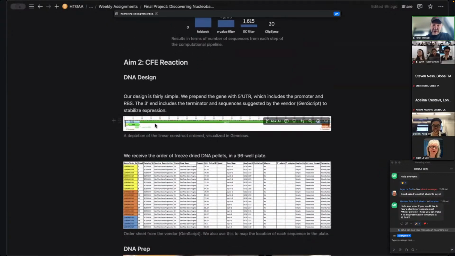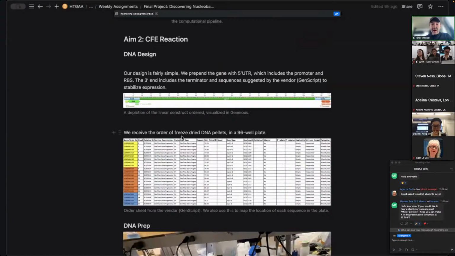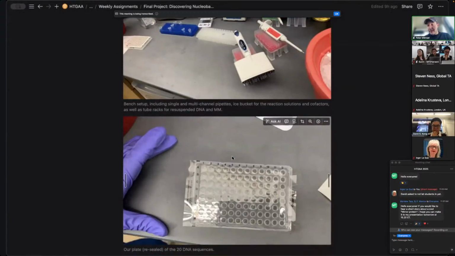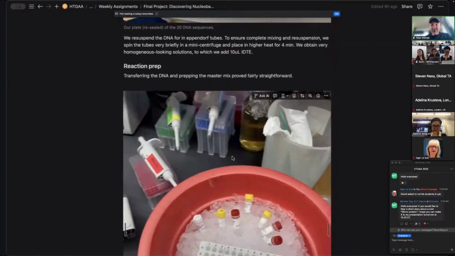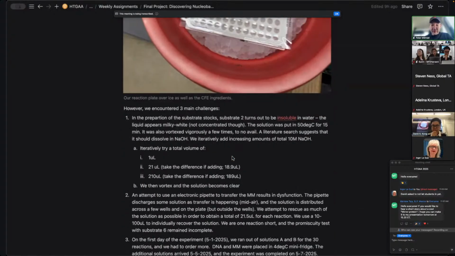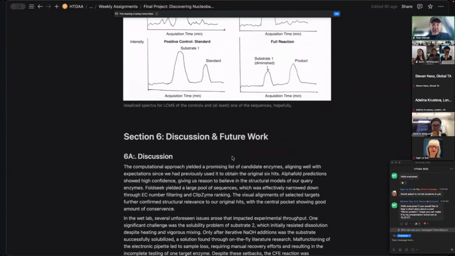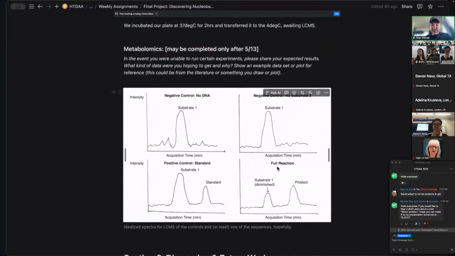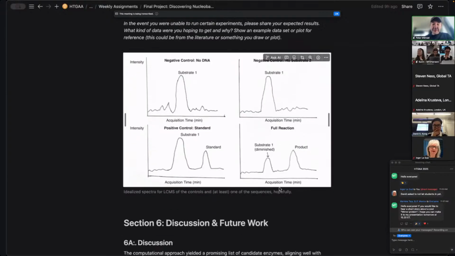And then the CFE reaction is the DNA construct that we design, the order that we get. Then the actual experiment that we do, CFE, I think we all know, is relatively straightforward to do. We did end up with a few hiccups. This is what the MS should look like. We didn't get the MS, unfortunately, but in the ideal case, this is what they should look like: the negative controls, the positive controls, and then the actual reaction.